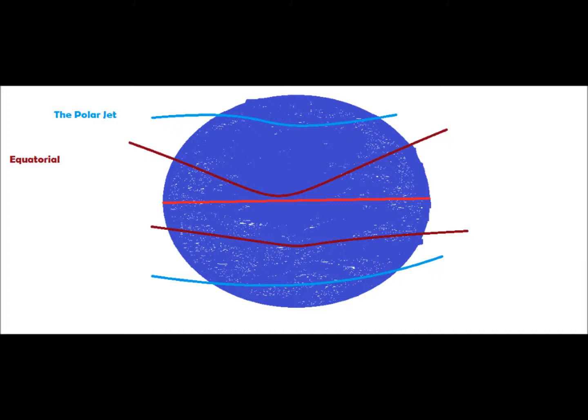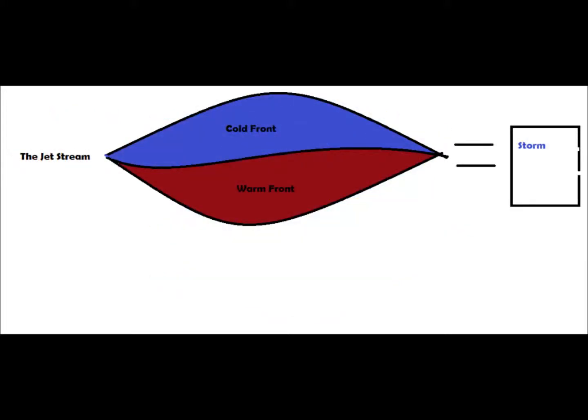Let's start off with the less interesting one, the polar jet. The polar jet isn't that interesting. It just creates a storm. You want to know why? Because there's a warm front on top of it and a cold front right under it. So when these two things meet, it creates a rainstorm.